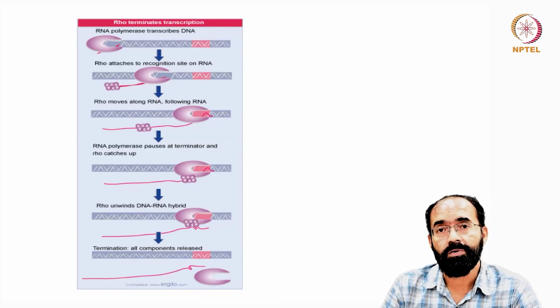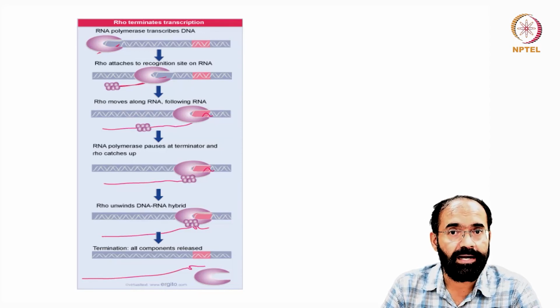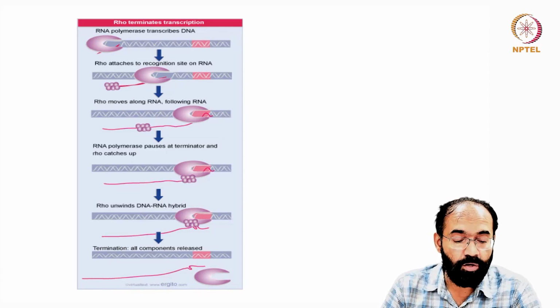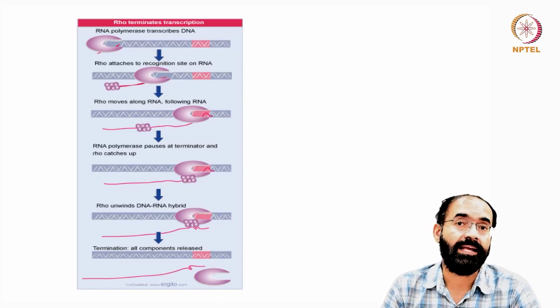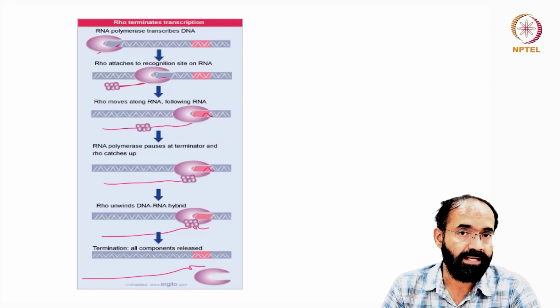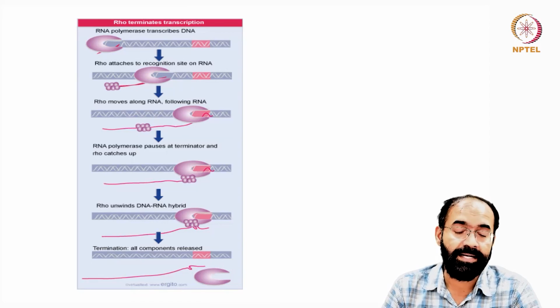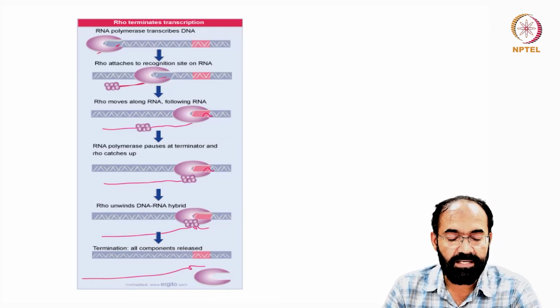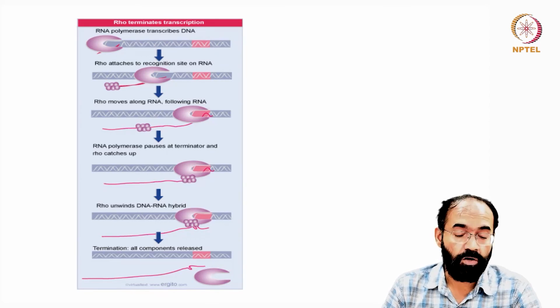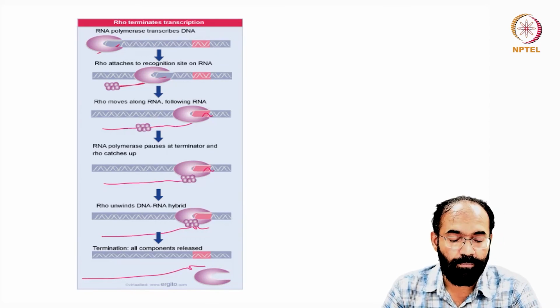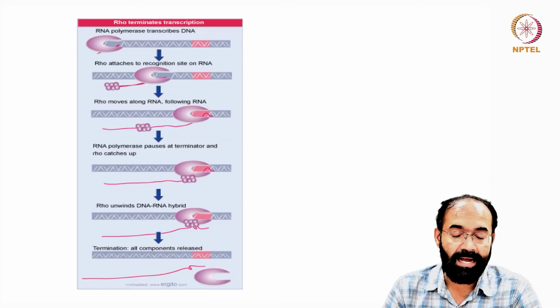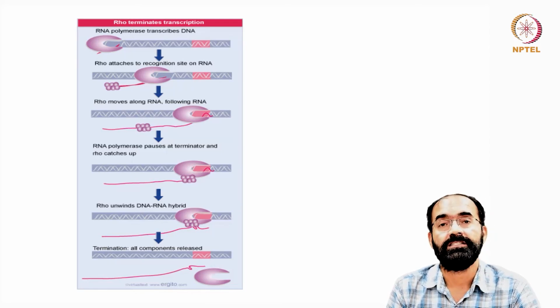So the rho can start following the RNA, and whenever the RUT site comes, it will be able to bind strongly, and this rho protein, at its extreme end, will cause an unwinding of the DNA RNA hybrid, which will cause the release, and that is called the termination of all components that takes place, and the rho and the RNA get separated.